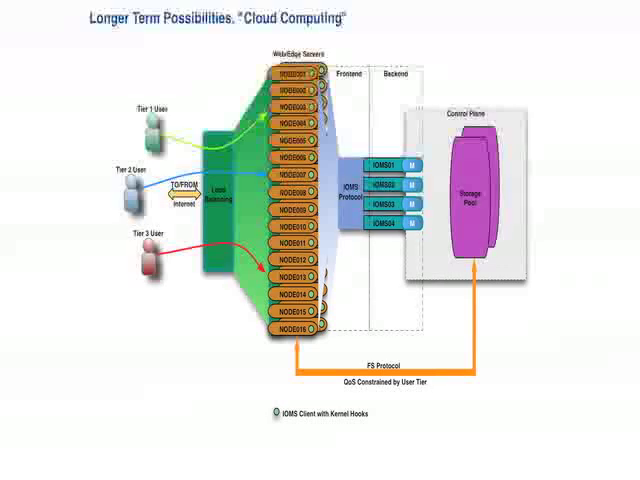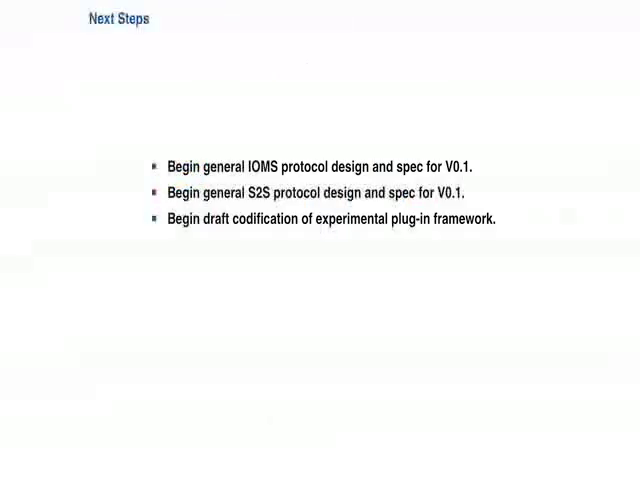So basically where we're at is we're going to do some initial protocol design work and specifications for what I call a V01 release, the S2S protocol design spec for V01, and some draft codification of experimental plugin framework work on what the server would look like. I was going to present this at a BOF at FAST, but unfortunately I have to leave town tomorrow morning, so I won't be around for FAST.